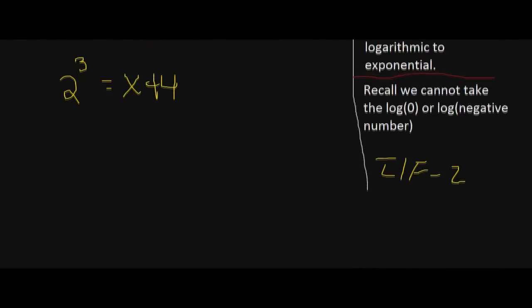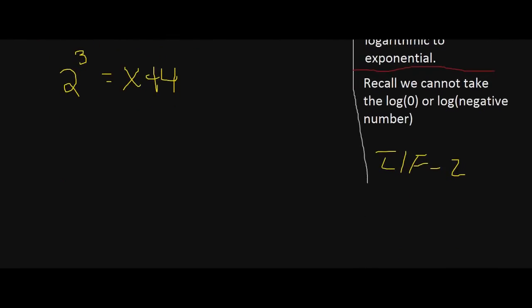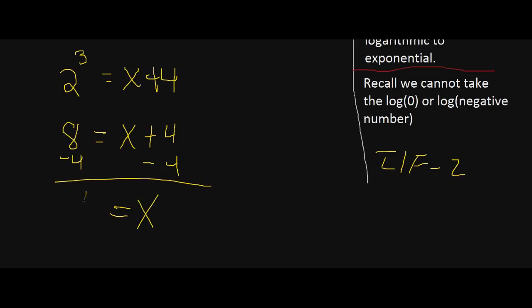All right, now that we've done that, what's 2 times 2 times 2? Well, that's 8. So we're going to get 8 is equal to x plus 4. And now we just solve. That's great because we turned it to exponential form and we can solve for it. We subtract 4 from both sides and we get x is equal to 4. And that's my final answer.